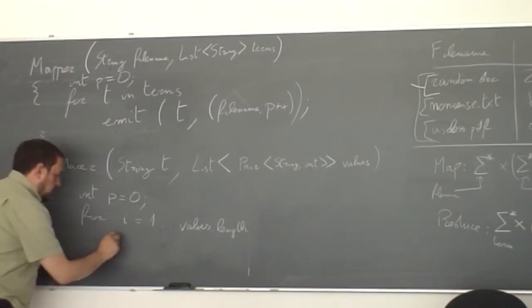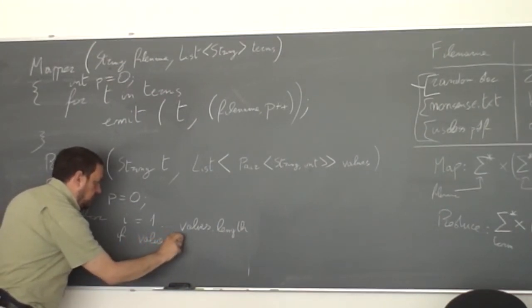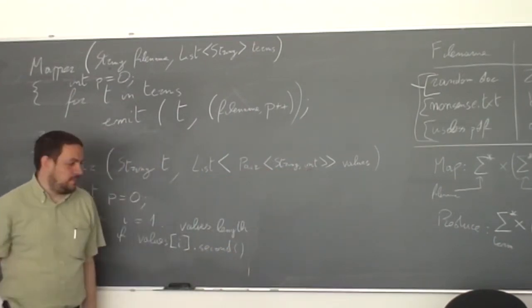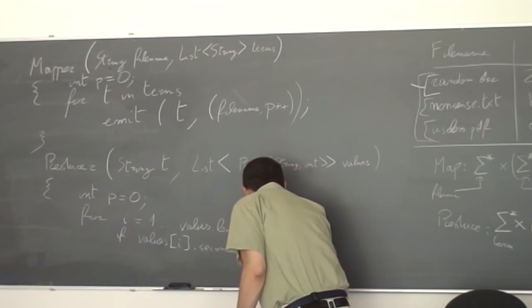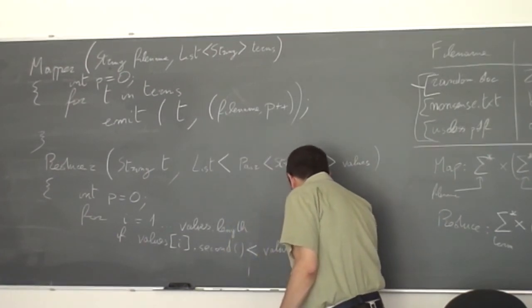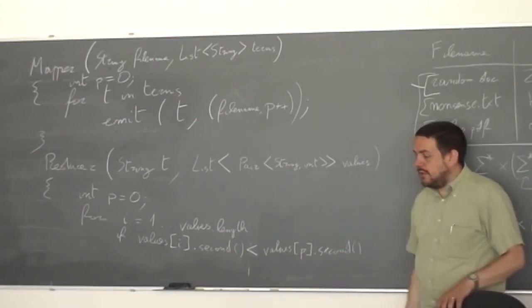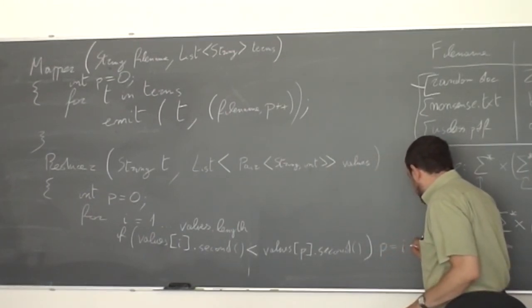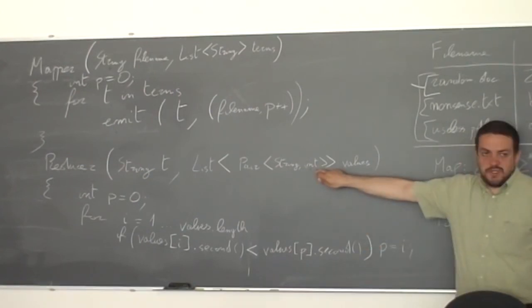and if the ith element of values, actually the second part of this pair, is smaller than the corresponding one in position P, we replace P with I. So at the end of the iteration, P is the index of the value having the lowest value in the second member of the list.